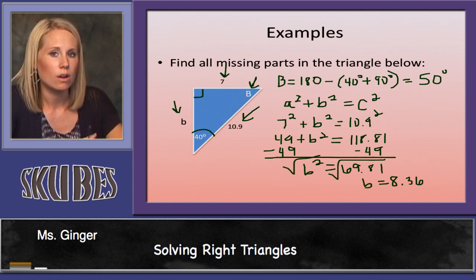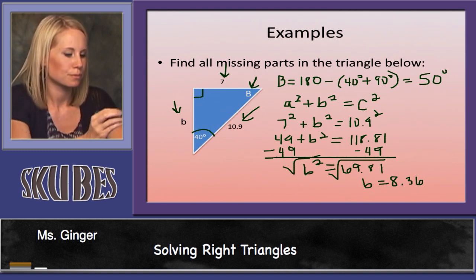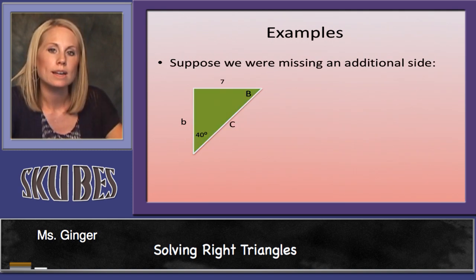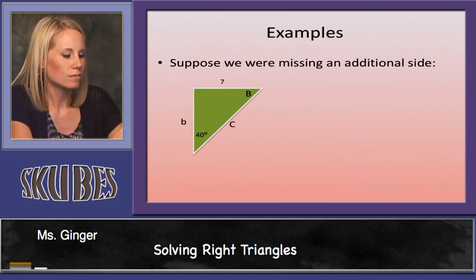Alright, once you have found all missing sides and angles, then you're finished solving your right triangle. So just scan over once more and make sure you've done that. Also, it's usually a good idea to go ahead and write those numbers in once you find them. Go ahead and label those pieces in your triangle.